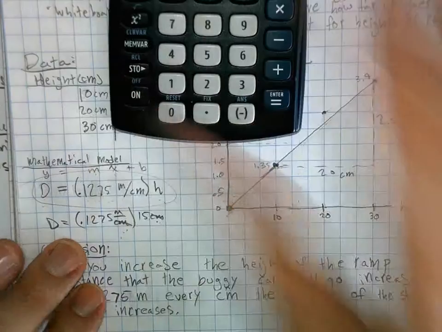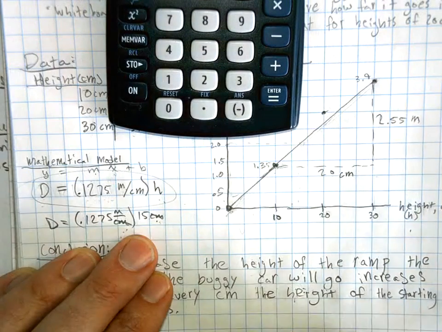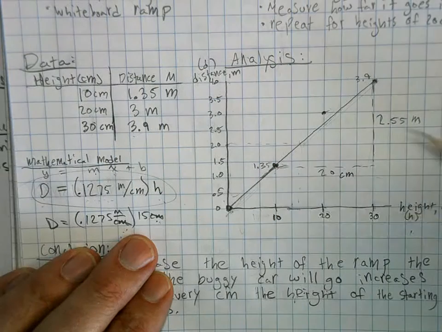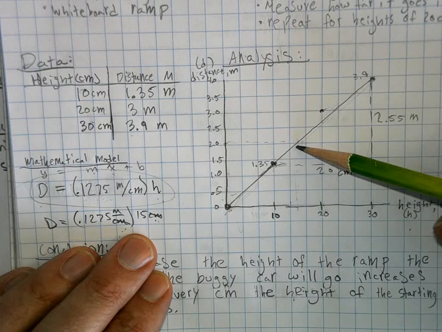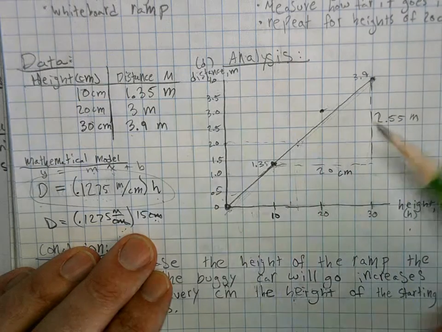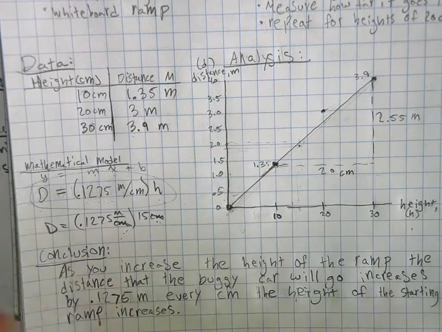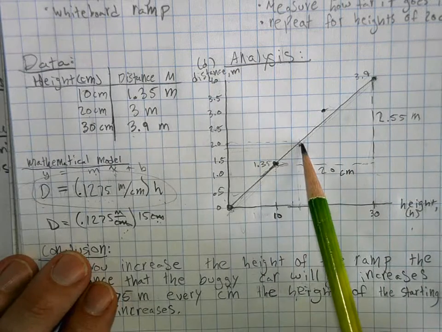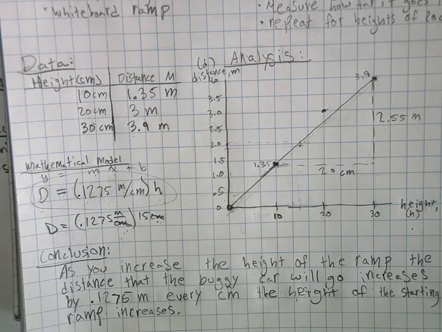0.1275 times 15 equals 1.9, which is almost 2 meters. So I go up here, 1.9. So that's kind of interesting. I think it's just the way we drew the graph. But so about 1.91 meters. So the graph predicts about 2 meters. The mathematical model predicts 1.91 meters, which is pretty close to being the same thing.